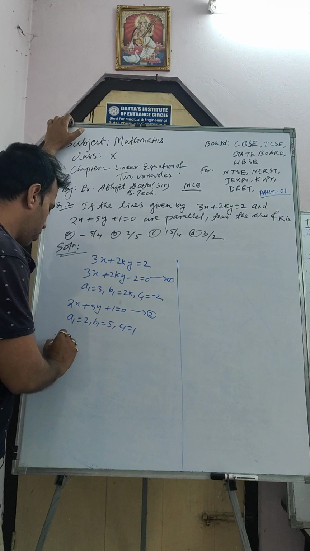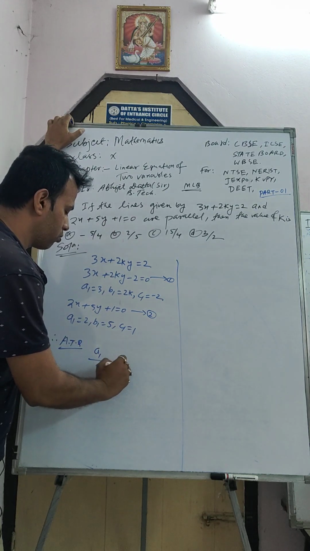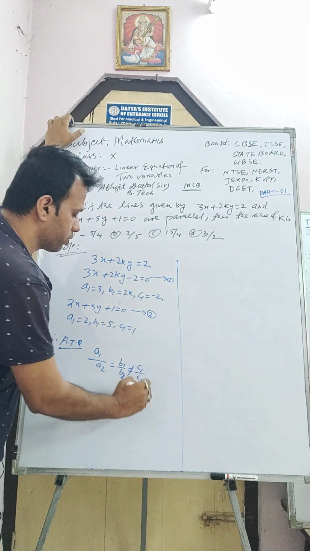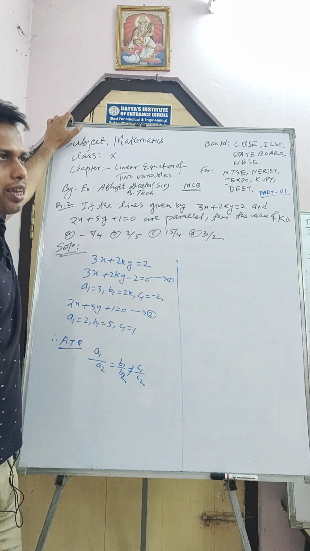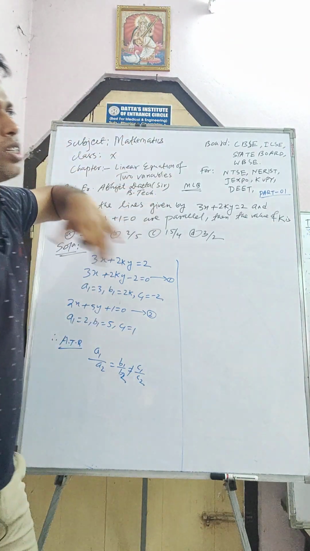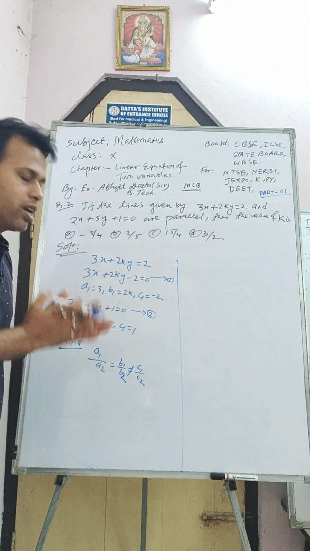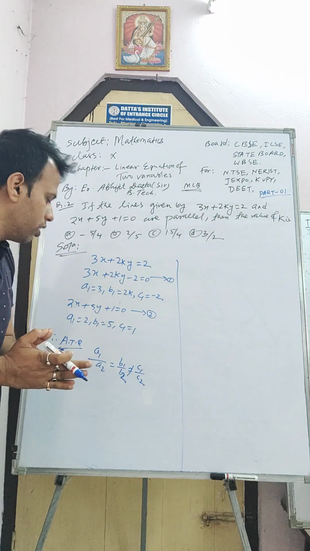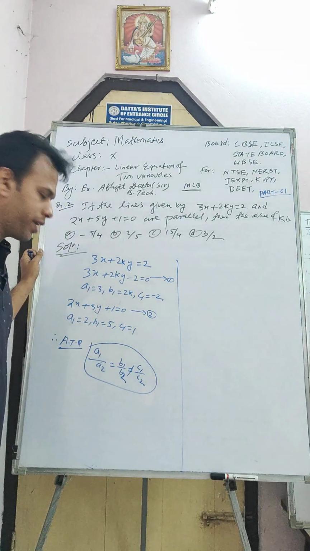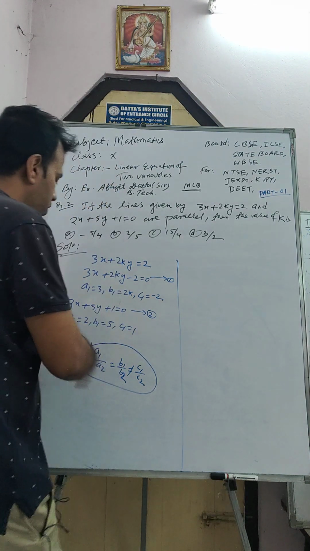Now they are parallel, so according to the question, a1 by a2 equal to b1 by b2 not equal to c1 by c2. So which option? Parallel means there is inconsistency, there is no solution. So no solution, parallel or inconsistent are both the same condition, and the condition is like that. In case of two straight lines, a1 by a2 equal to b1 by b2 not equal to c1 by c2. Now put in the values of all three.